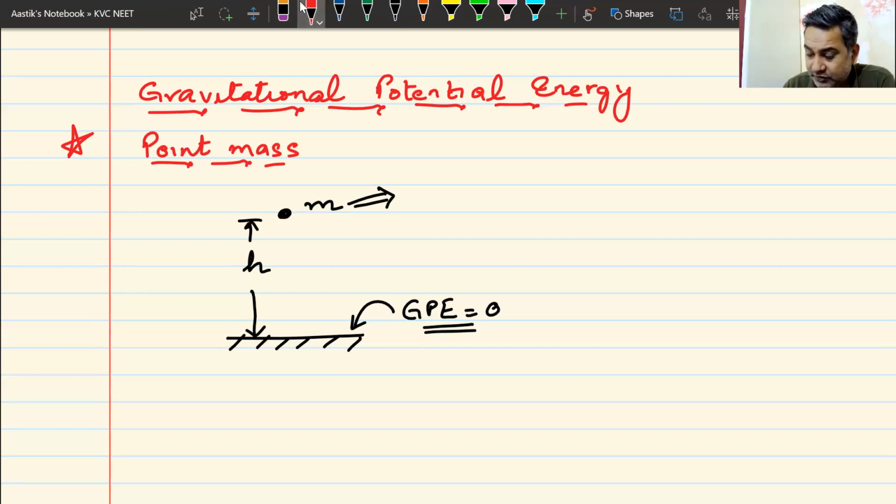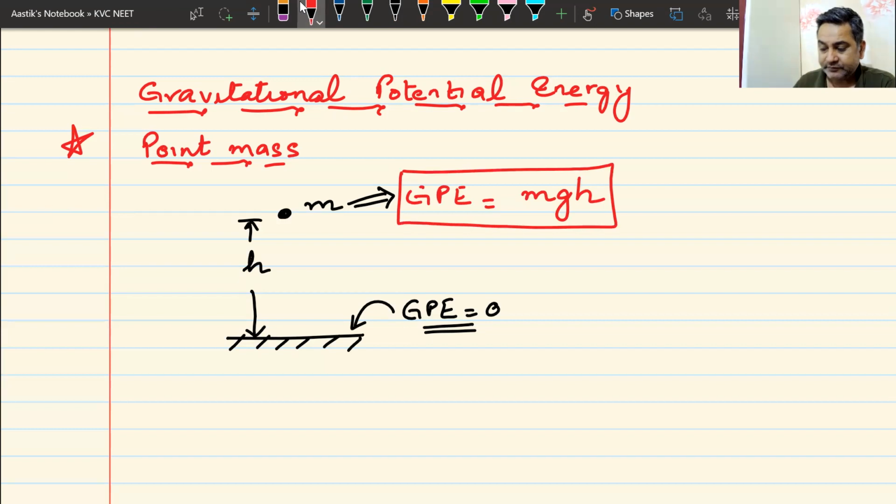That is not good if you don't know the answer, because the gravitational potential energy of this point body will be mgh. Yes or no? Did we do it or not? Gravitational potential energy. Why were you not saying anything? Okay. Anyways, for a point mass, the gravitational potential energy is mgh. I hope you understand this.